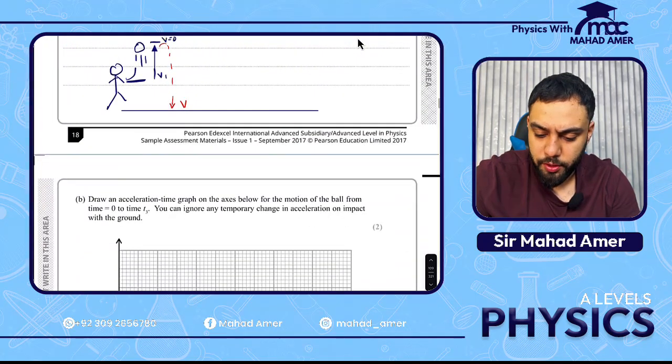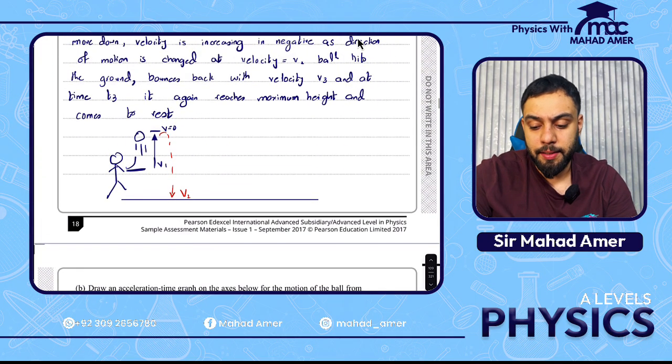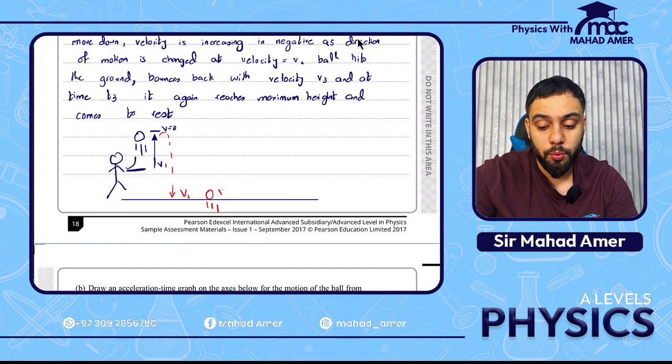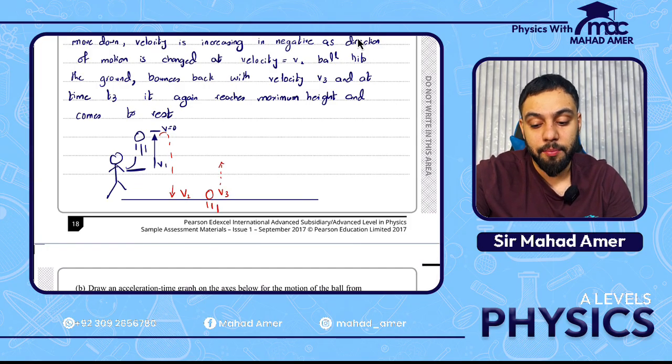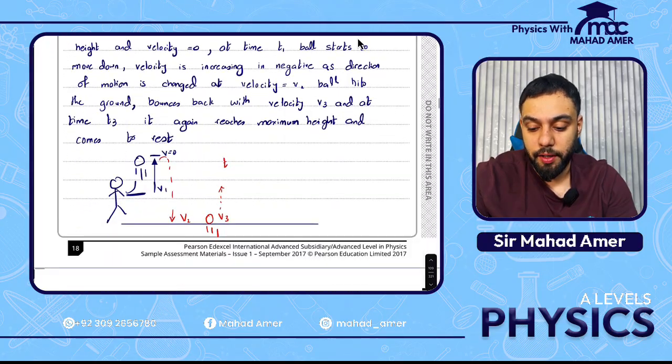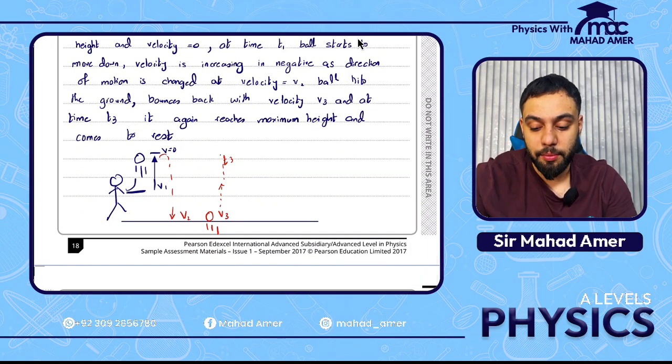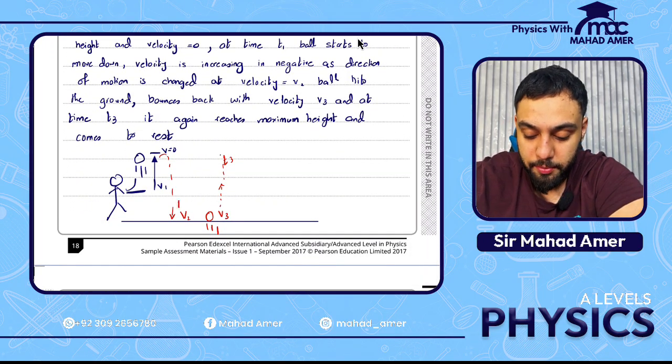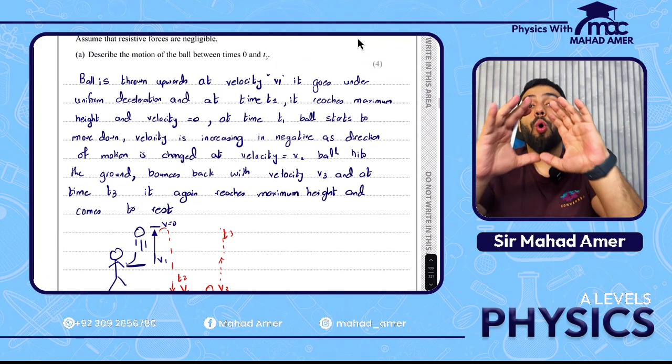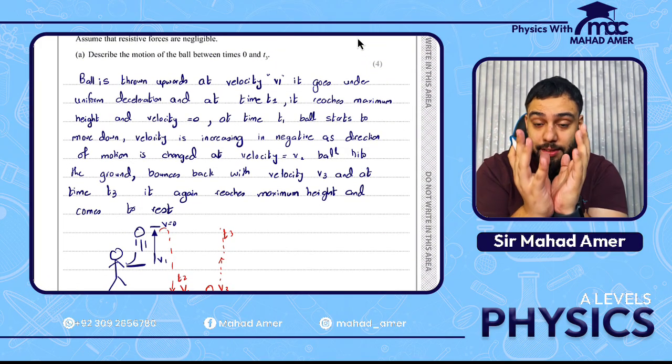V3 or V2? V2. That would be equal to V2. And then it bounced back again with V3. And again at time T3, it comes to rest at the maximum height. And this V2 would be at time T2. So this is the whole motion of the graph that I summarized and described in front of you.